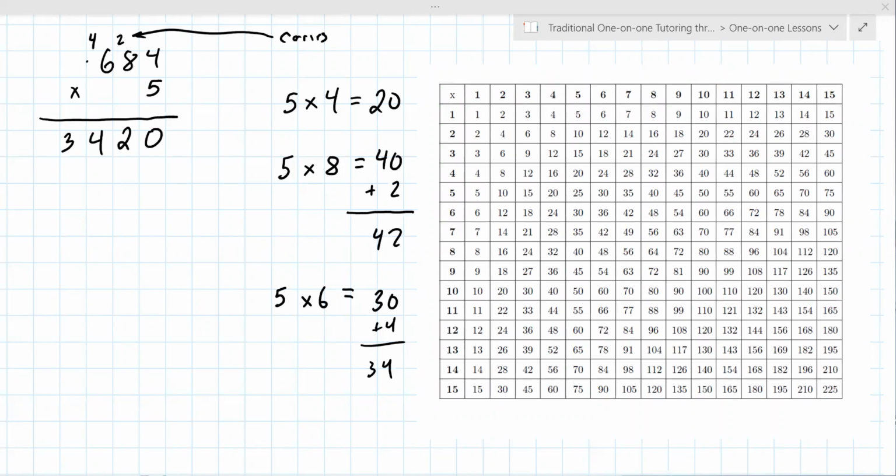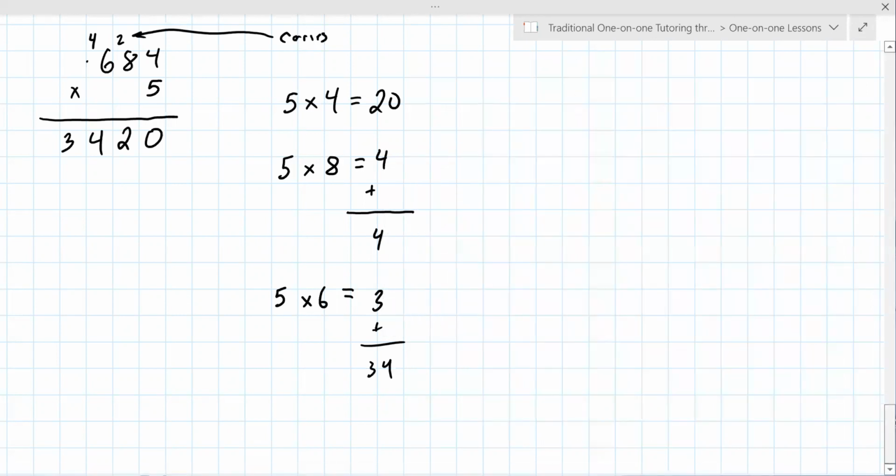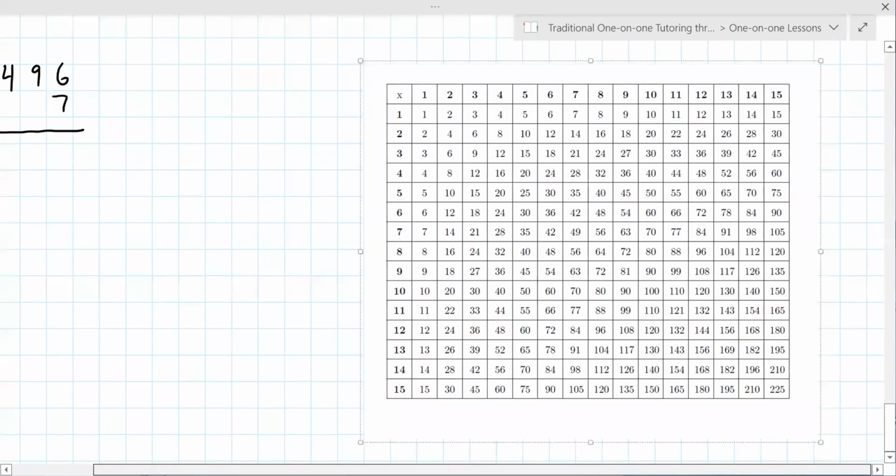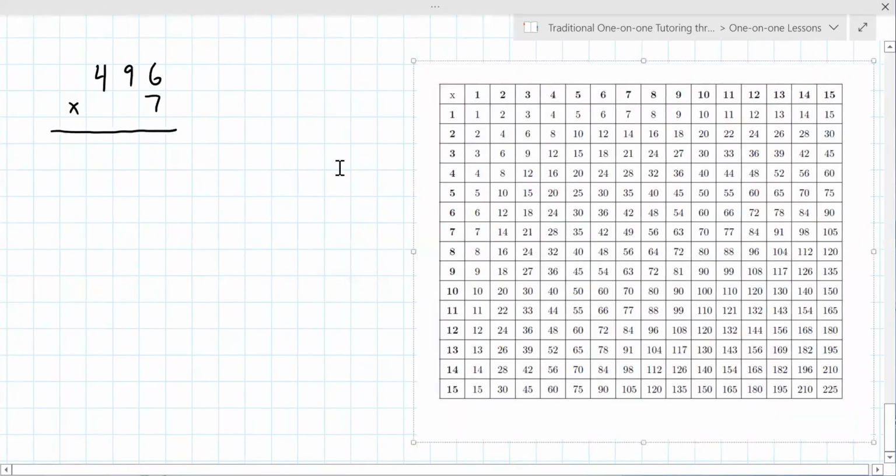All right, so let's do another one here, Michael. We're going to need this table again, so let me move this down. Okay, there it is. Let's try 496 times 7. So what are the first two numbers to multiply, Michael?